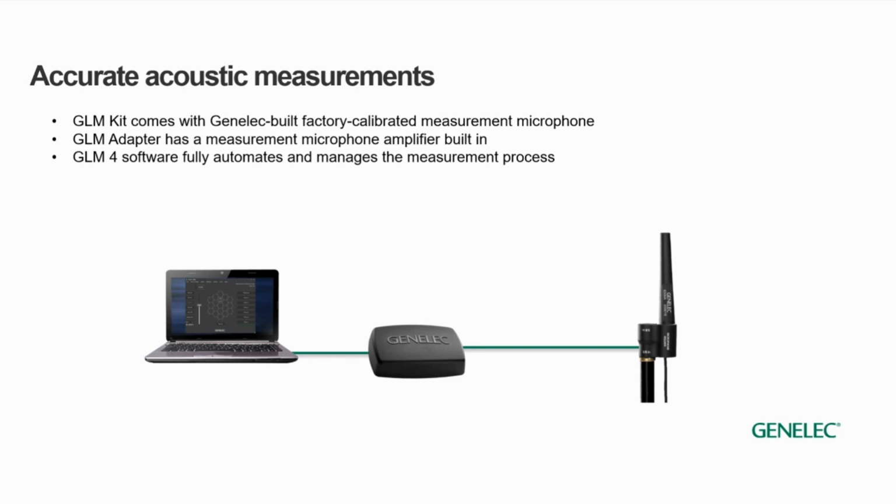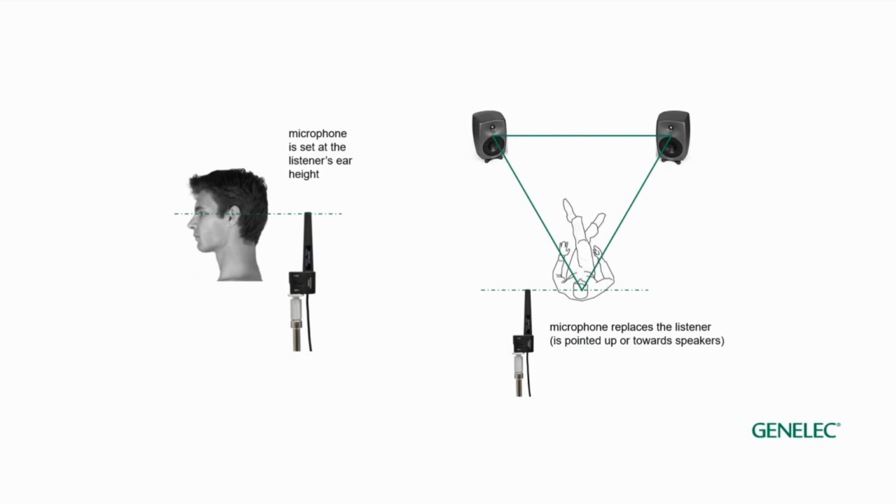So when GLM4 asks a monitor to output the test signal, then GLM4 is able to start listening to the microphone and collect the room response. The GLM measurement microphone has been designed to be placed at the listener's ear height and at the listening position.